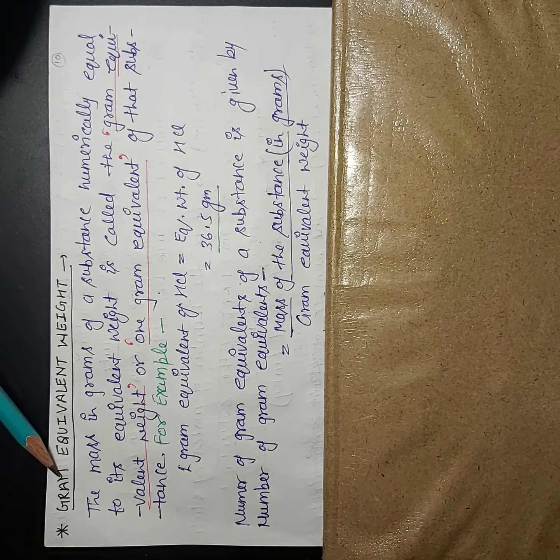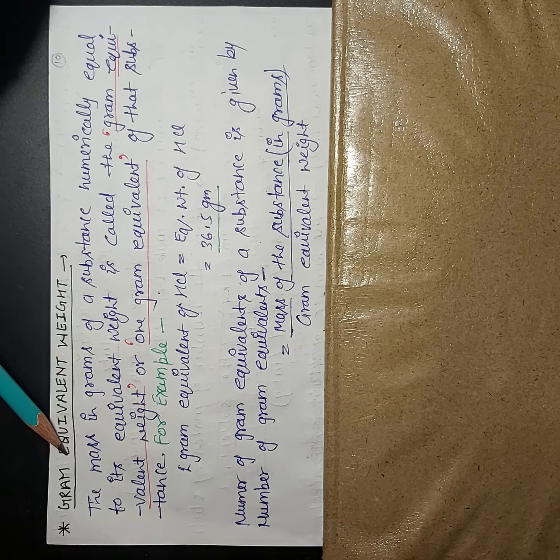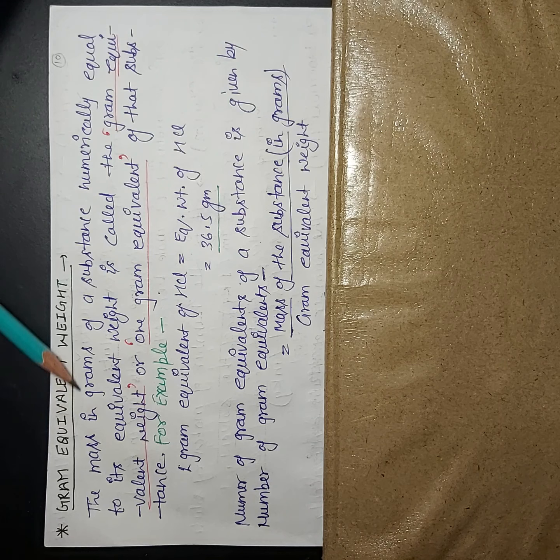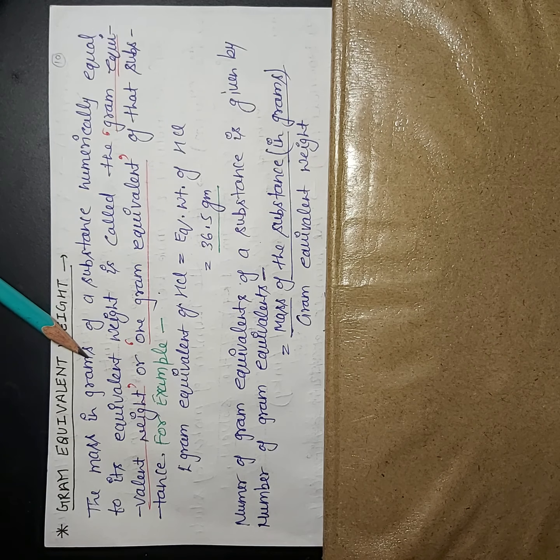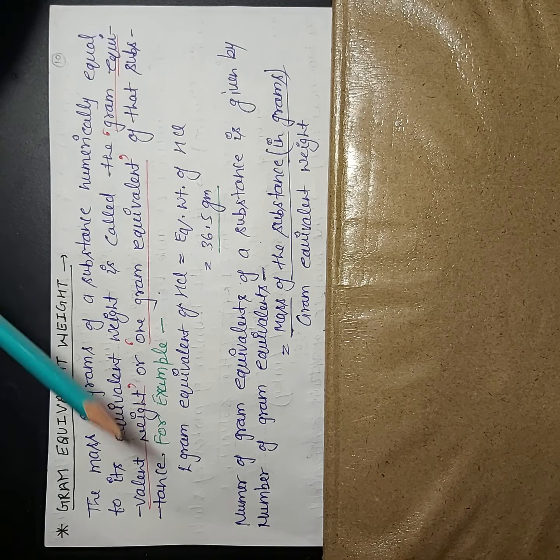Next topic is gram equivalent weight. So what is gram equivalent weight? When you write equivalent weight in grams, it will be considered gram equivalent weight. So the mass in grams of a substance numerically equal to its equivalent weight is called the gram equivalent weight, or 1 gram equivalent of that substance.